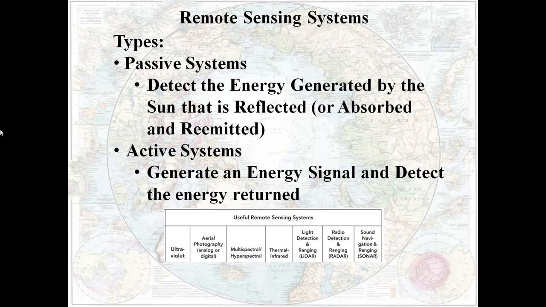From the table before, we have these useful remote sensing systems, which was the header for the columns on that table. The ones on the left side of that table are all passive systems, and the ones on the right side of the table are all active systems.